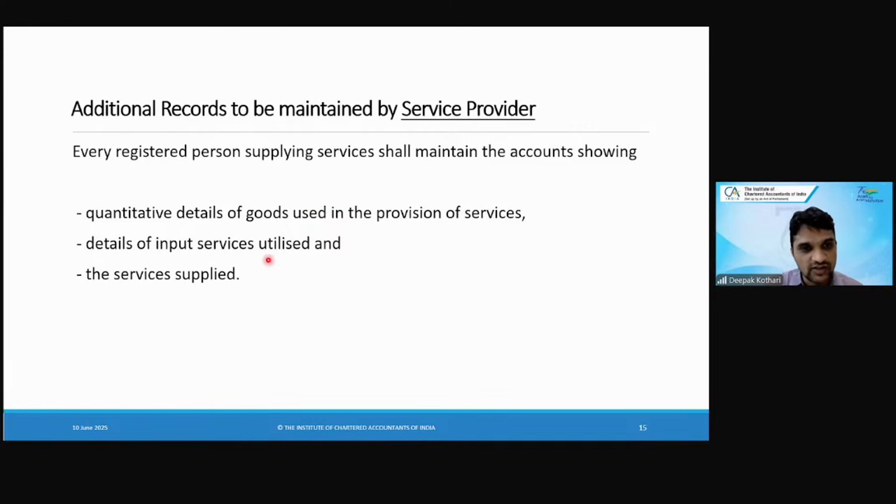Details of input services utilized and the services supplied. So on which you are availing the credit or you are utilizing the services, that you have to maintain, and the services what you're supplying, all that records is definitely very generic, right?